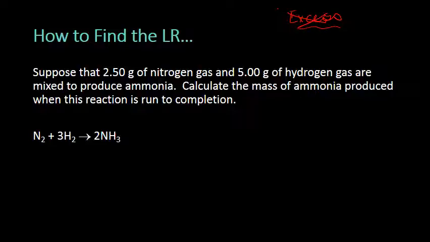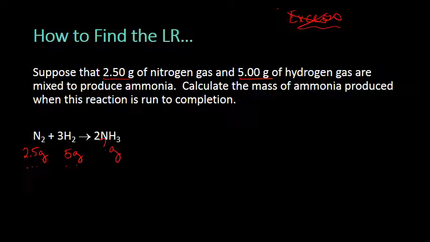However, if you notice in this problem, we've been given 2.5 grams of nitrogen and 5 grams of hydrogen. And how much ammonia do we need? One of the ways you can identify a limiting reactant problem is it's given you quantities of both reactants. So you have no idea which one of those is going to control the amount of product you make. It could be the nitrogen, it could be the hydrogen.